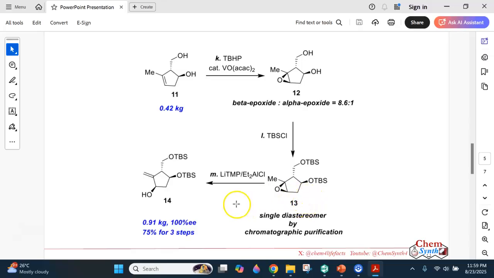And here very interesting transformation was done. You can see the conversion of epoxide into an allylic alcohol was performed by using lithium TMP reagent in presence of diethyl aluminum chloride. So lithium TMP reagent, they have in situ synthesized that reagent by the reaction of tetramethyl piperidine and n-butyl lithium. So base mediated proton abstraction followed by ring opening leads this transformation to provide this allylic alcohol.